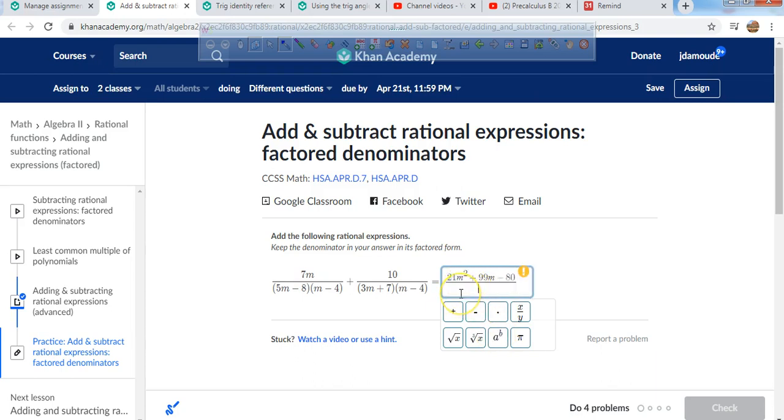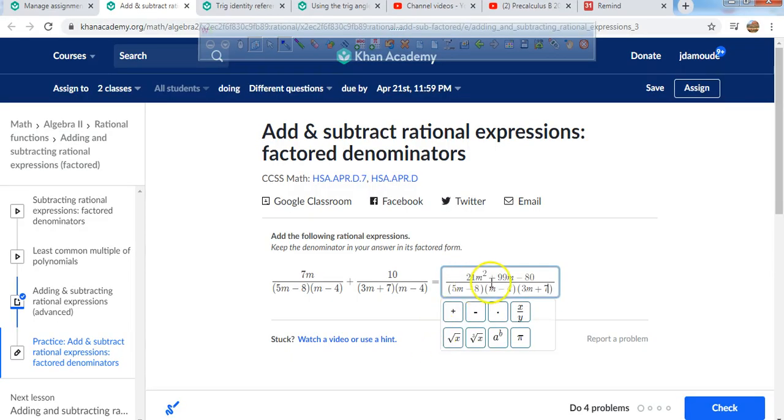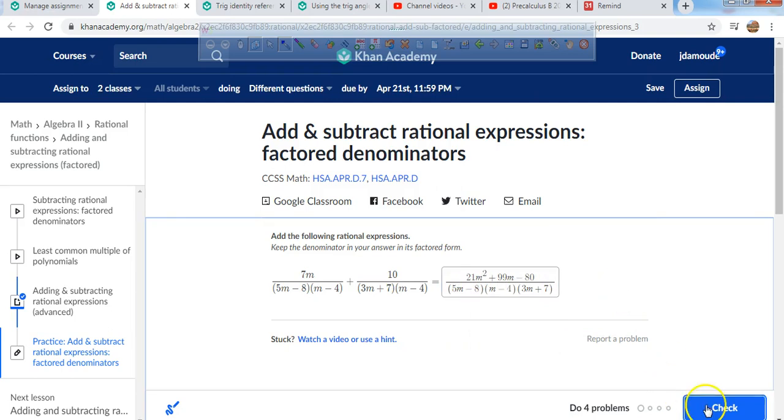And like I said, it really doesn't matter which order. I'm just going to go ahead and type in 5m minus 8. That's one of ours right here. The other one was m minus 4 right here. And the last one, we're going to do 3m plus 7. Let's go back and make sure I typed everything in: 21m squared plus 99m minus 80. Looks like I typed everything in correctly, and then I hit check.